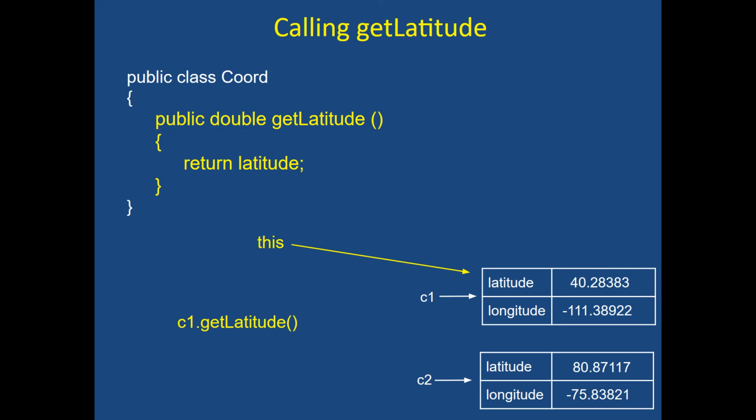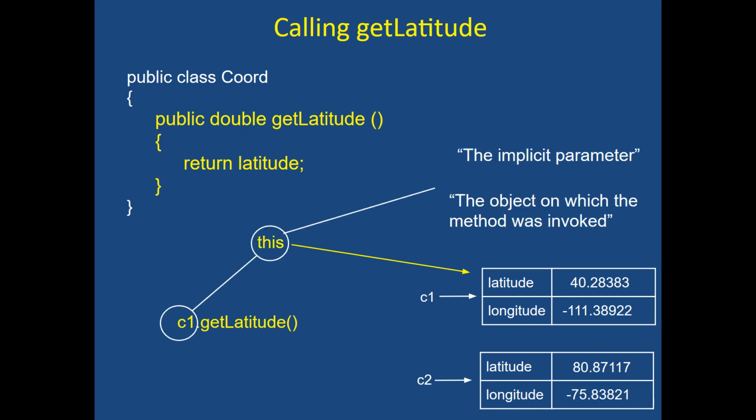Okay, now, there's a keyword called this in Java that we really haven't confronted up to now. And when you invoke an instance method, in addition to the parameters, of which there are none in this case, in addition to the local variables, of which there are none in this case, there's always a thing called this. And this refers to the object on which the method was invoked. Okay? It's called the implicit parameter. It's the object on which the method was invoked.